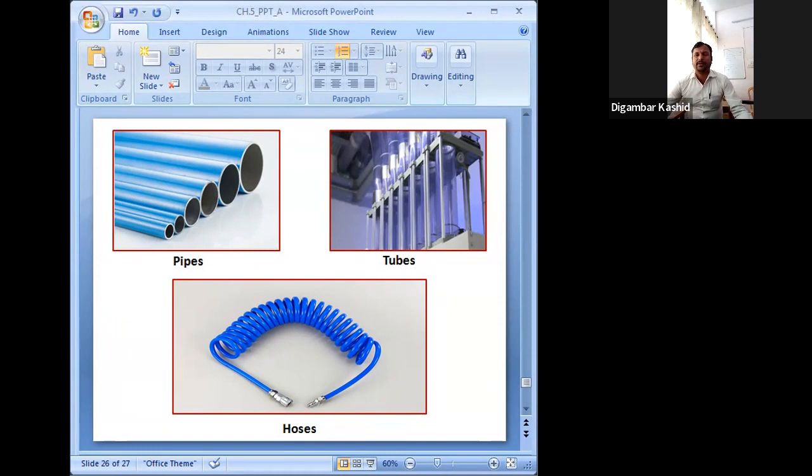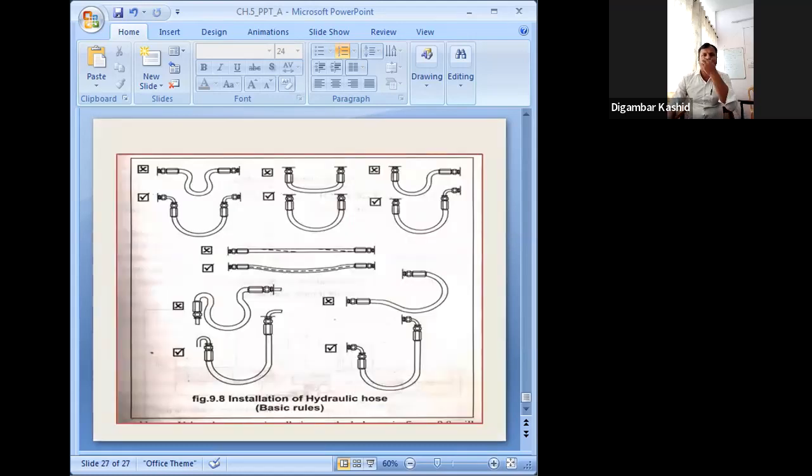Okay, these pipes mean the rigid fluid line. This is a semi-rigid. This one the flexible. So these different types of pipe systems or piping systems are used in many fluid power applications.